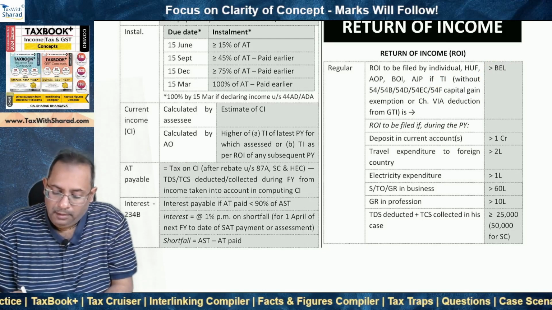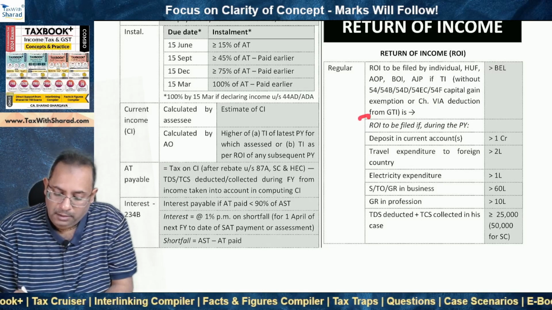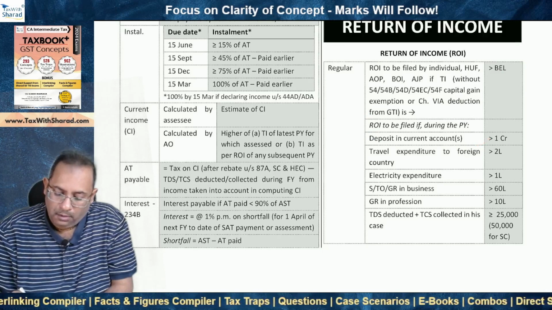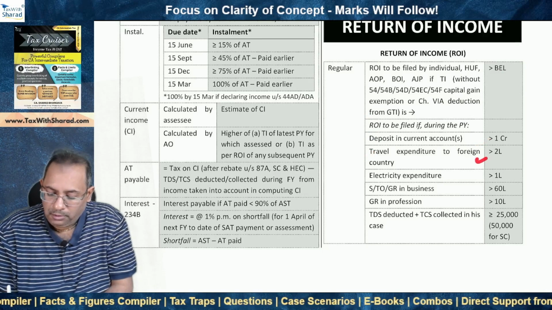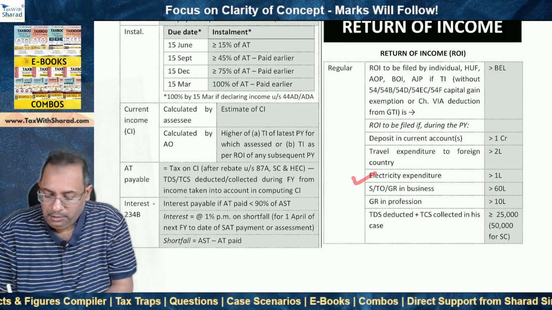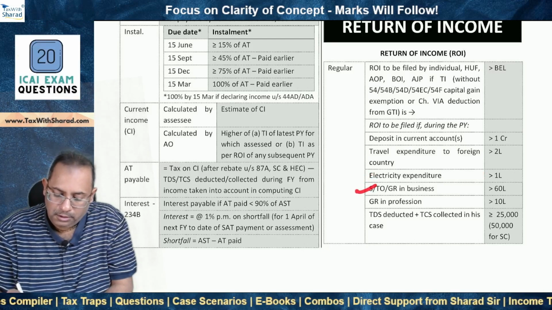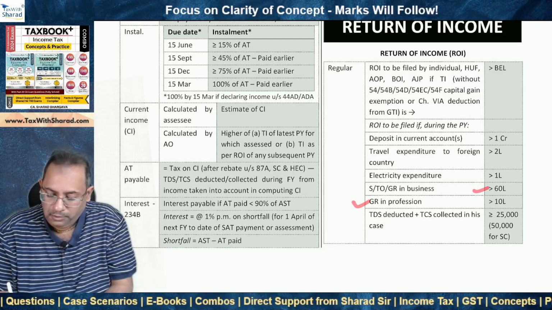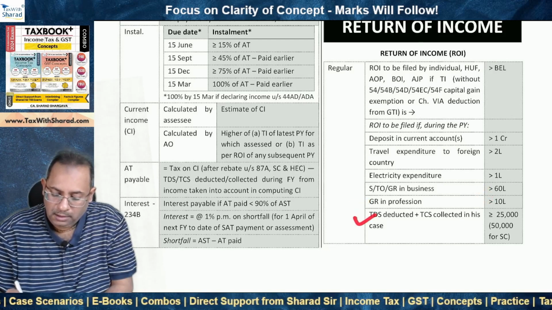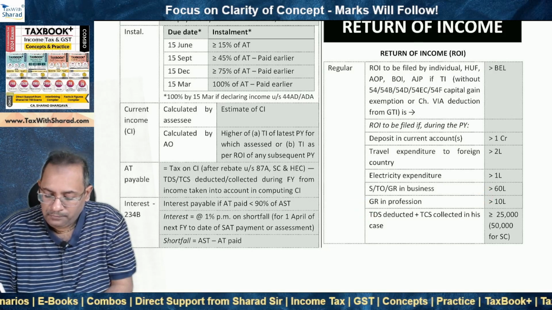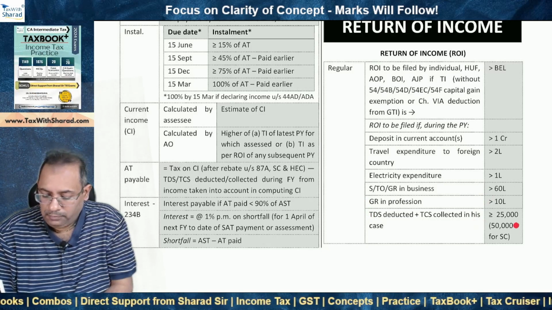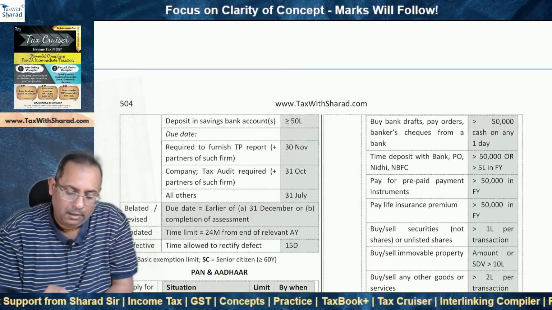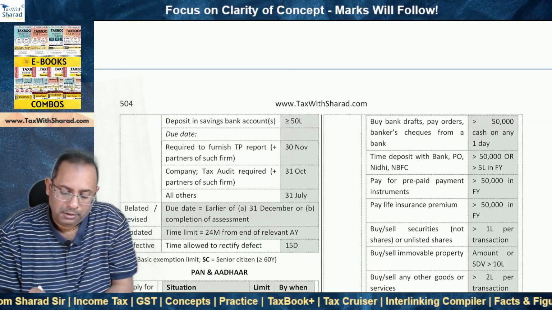Irrespective of this, return is also to be filed if during the previous year deposit in current account or accounts is more than ₹1 crore, or travel expenditure to foreign countries is more than ₹2 lakh, or electricity expenditure is more than 1 lakh, or sales turnover or gross receipt in business is more than 60 lakh, or gross receipt in profession is more than 10 lakh, or TDS deducted plus TCS collected in his case is 25,000 or more. This amount is 50,000 for a senior citizen. Or deposit in saving bank account or accounts is 50 lakh or more.